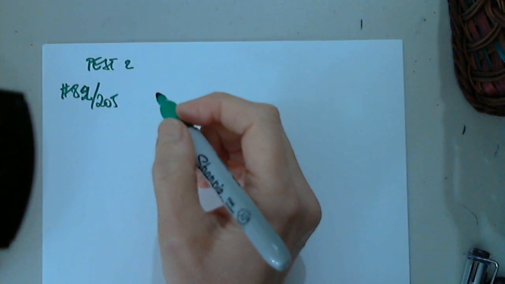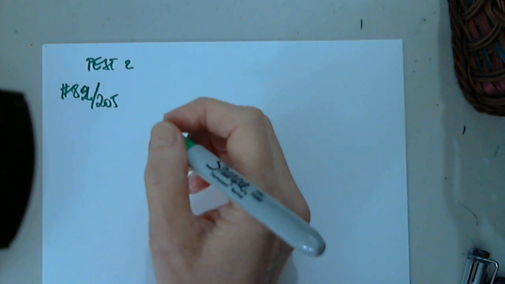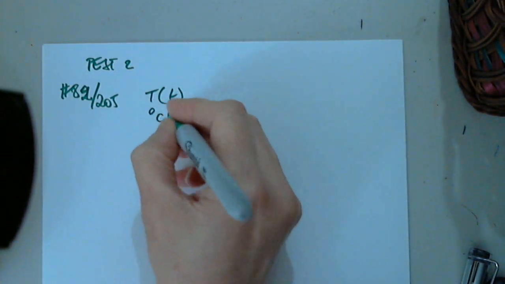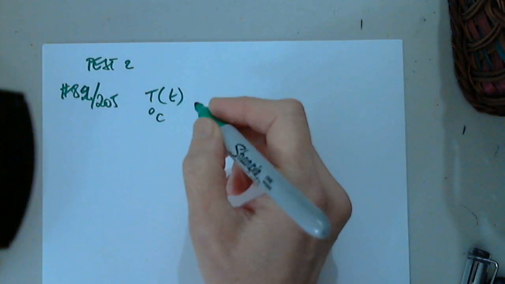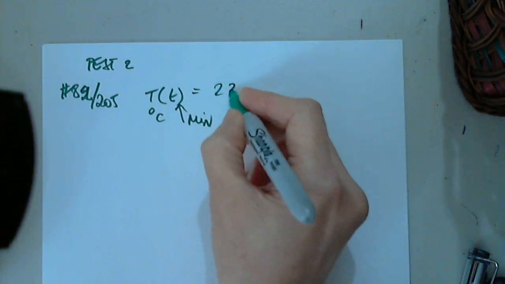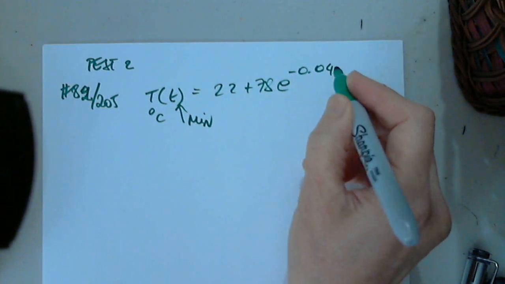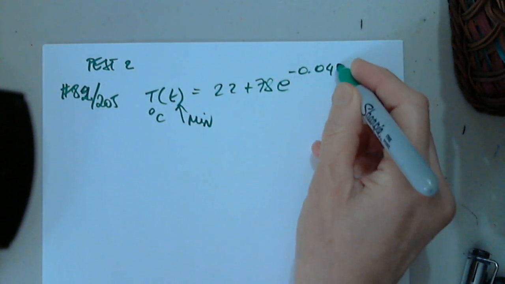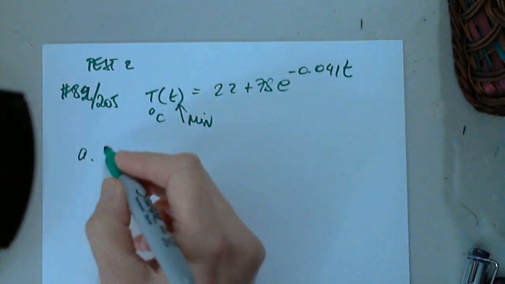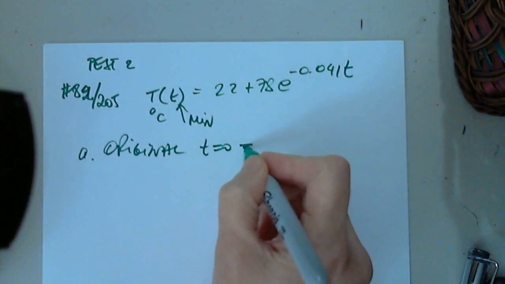We have a boiling pot of water that is removed from a stove top and allowed to cool. So we have the temperature in degrees Celsius, they say, and t is in minutes. And the formula is given as 22 plus 78e to the negative 0.00401t. I'm only interested in two questions here. What was the original temperature? Of course, when t equals 0, that's the original.